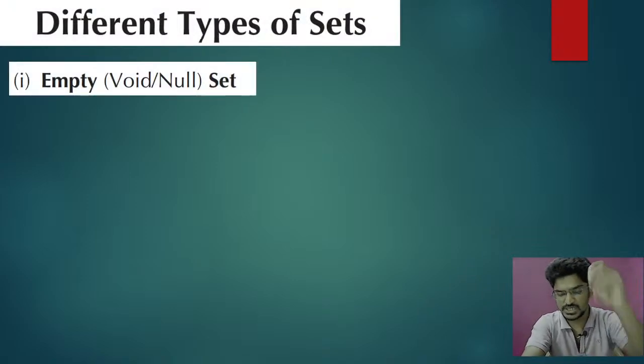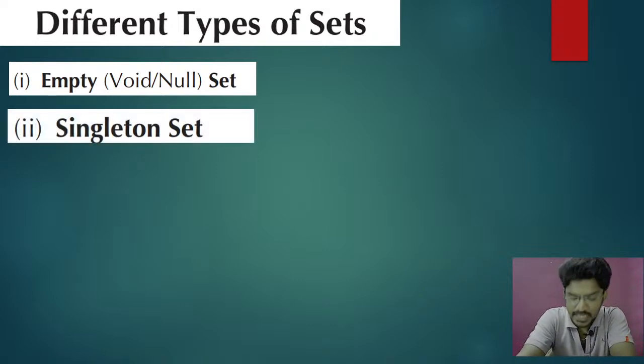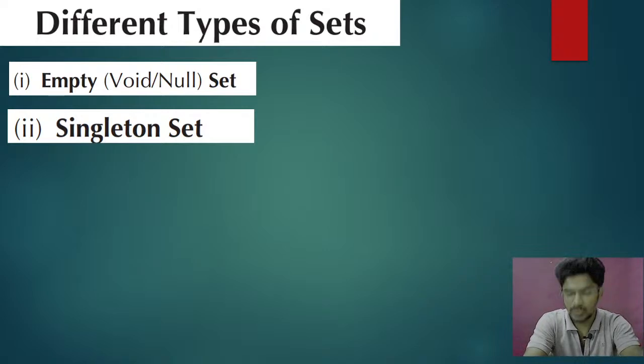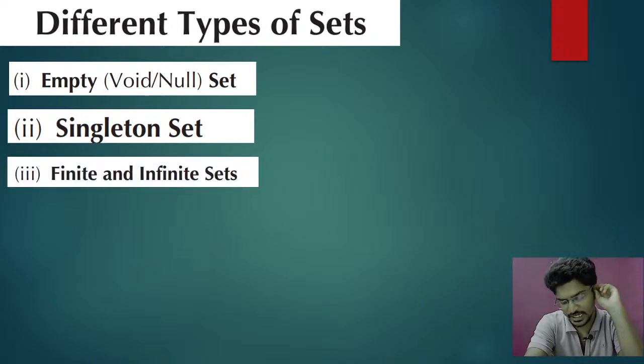The first one is null set. What is null set? Quickly tell me, everyone. And the second one is singleton set. Null set means a set which has no elements, and singleton set means a set which has only one element. Then finite and infinite.